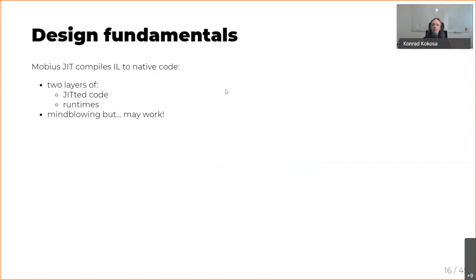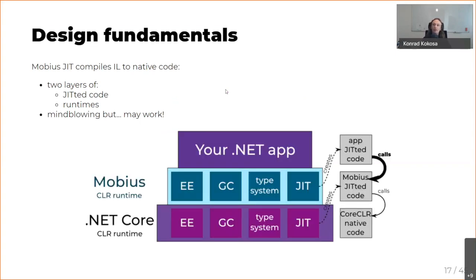So it seems pretty mind-blowing. We have two layers of everything, like two layers of JIT code, two runtimes, two GCs, and everything is doubled. How may it all work? And whether it will be so slow that, as you can imagine, everything will be twice slower or even more times slower because of all that.